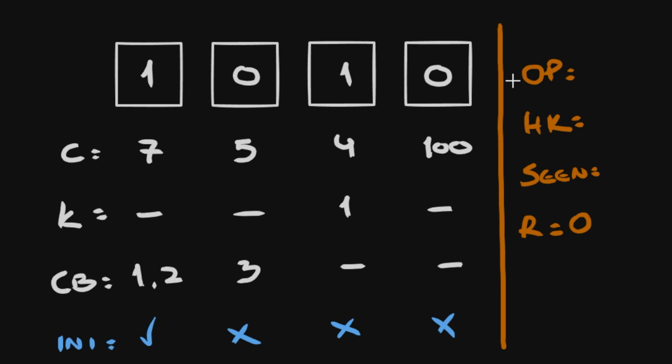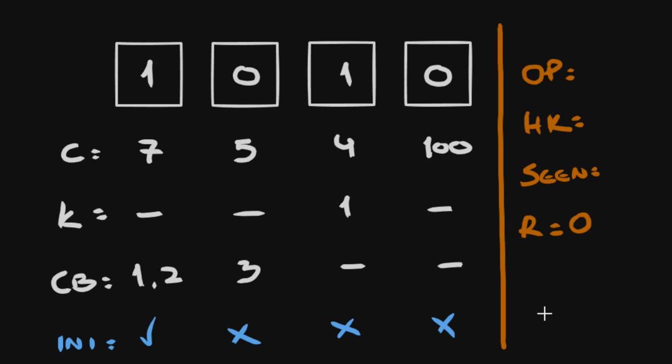Now we will use some sets here. First, one to keep track of open boxes, another one to keep track of the keys that we have, and another one to keep track of the boxes that we have already seen, and the result is initially 0.